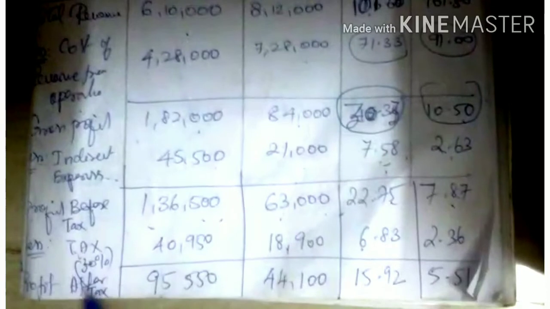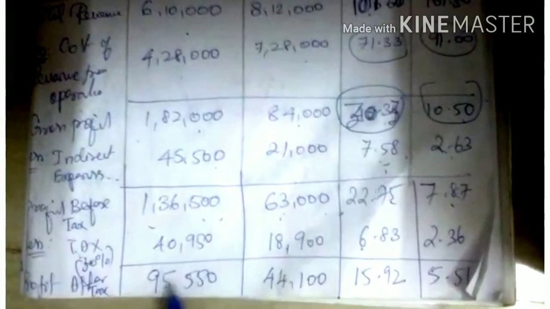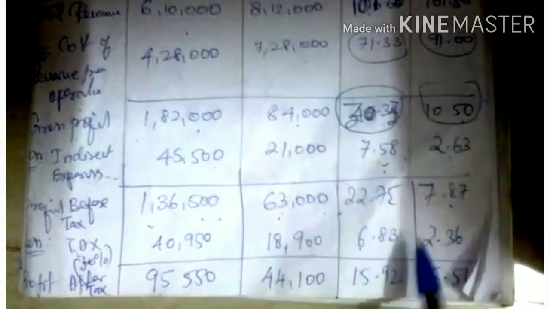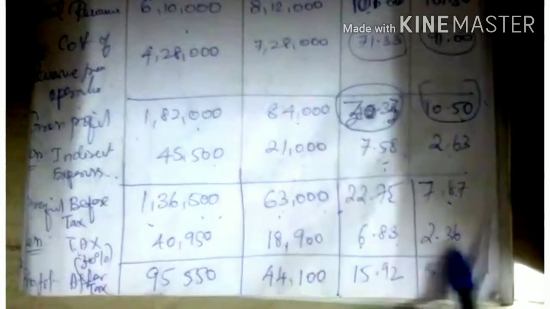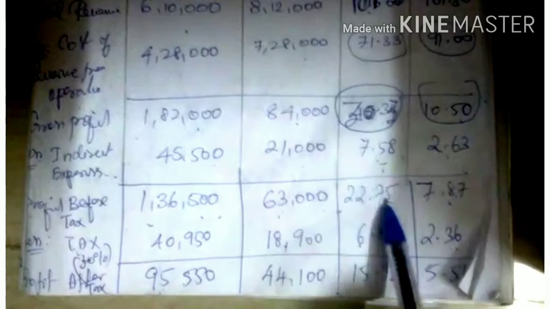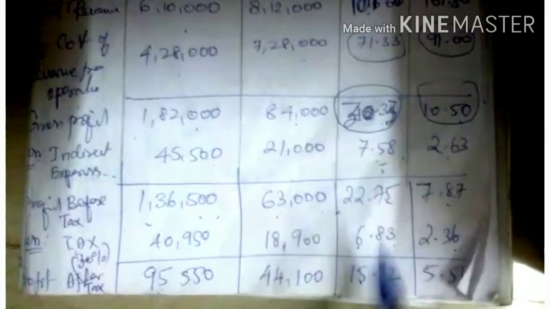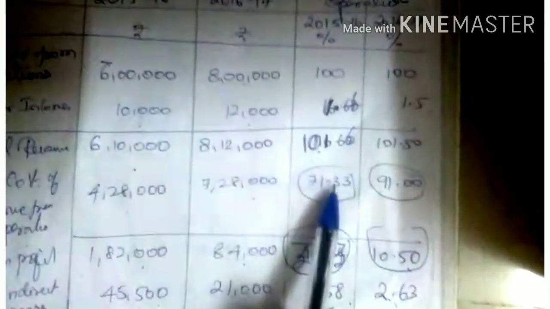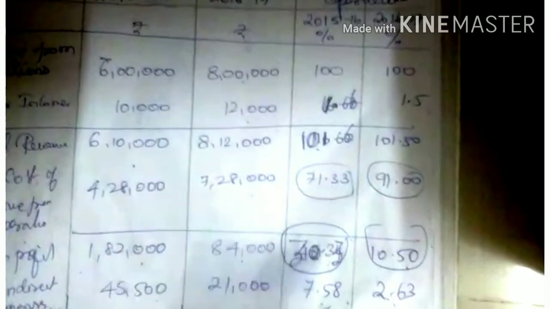Now finally you will get profit after tax: 95,550 and 44,100. Earlier we got 6.83 and 2.36; when you deduct from this, you will get the final figure. So here the calculation is very little. How do we do it? We have to work out other income separately, but here not necessary for gross profit.